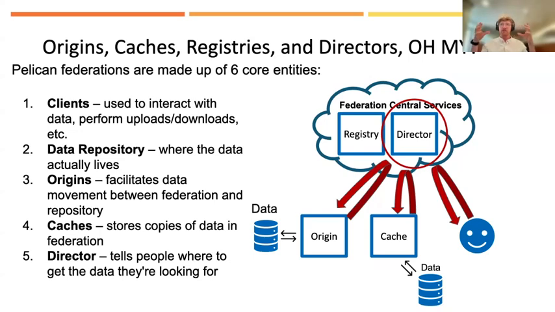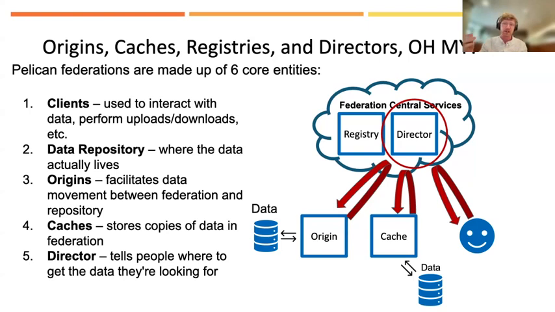Next, I mentioned when I was talking about federations that we have these discrete and autonomous entities that come together under some loose organizational structure. In Pelican, that organizational centralized structure we call the central services, and it's made up of two components, the registry and the director. So the director's job, and hopefully we've picked this name to be somewhat self-descriptive, is to direct people, to tell them where to go.